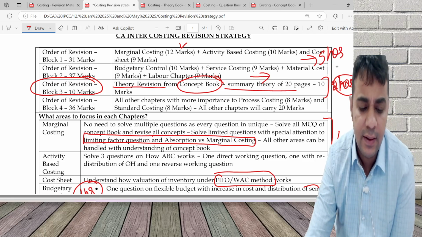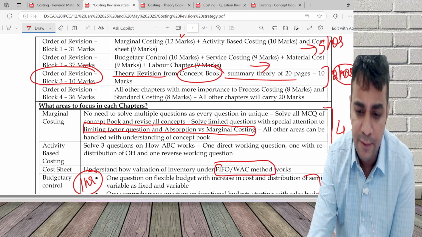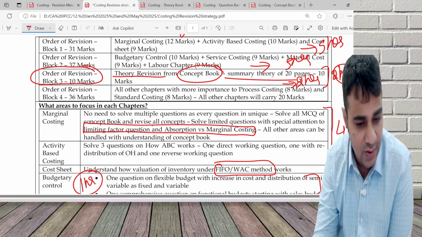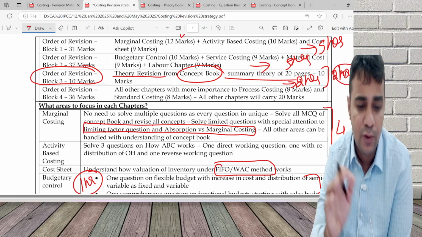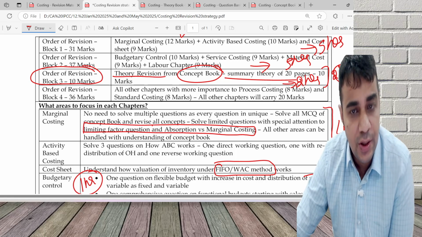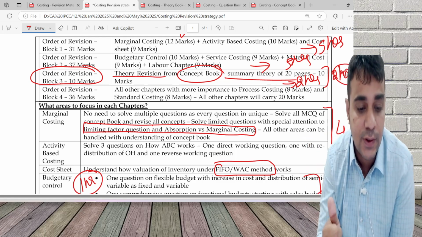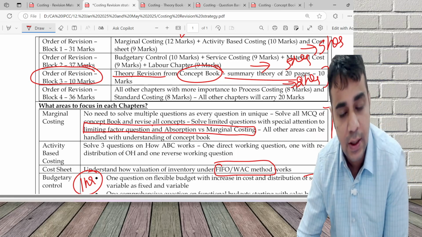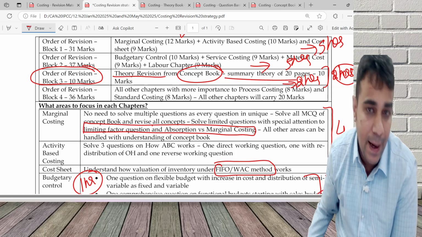Second block here is another 5 hours. Theory is around 2 hours. Even if you stretch it by one extra, you will still be left with 5 hours where you will pay attention to the balance area. Whatever attention you want to pay, you pay in that. In block 4, also give special focus on process costing and standard costing. And all other chapters you can prepare after that.